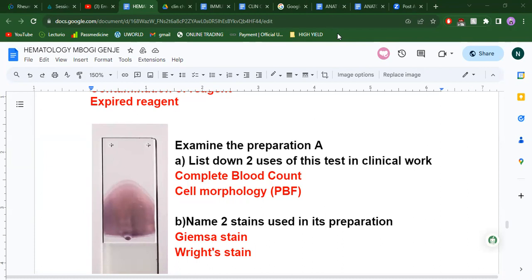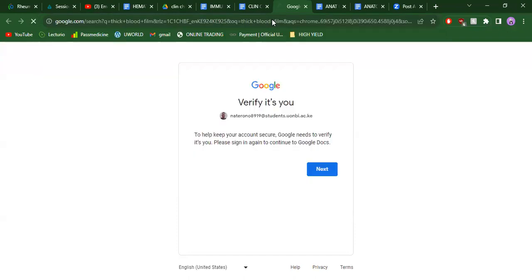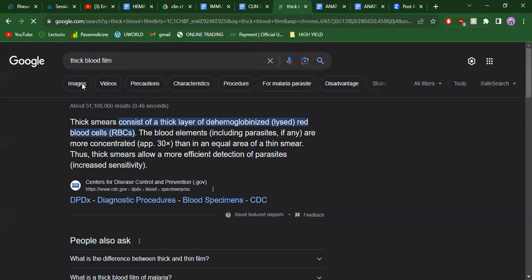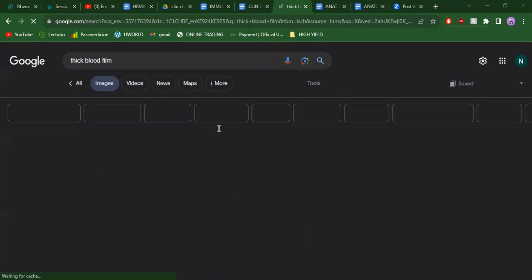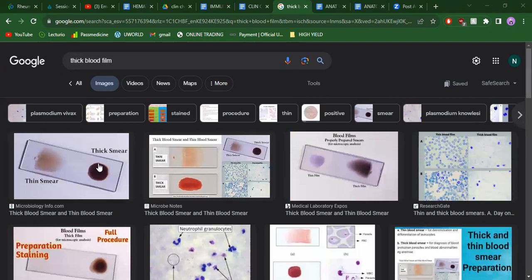Let me show you how thick looks like. It doesn't look well spread to be thin. Yes, it doesn't look well spread, but it's still a thin. This is how a thick looks like. When preparing a thin, you usually put your slide here, then you slide it like this, then it spreads. But for the thick, you just put the drop and you let the drop there. Okay, so that's the difference.